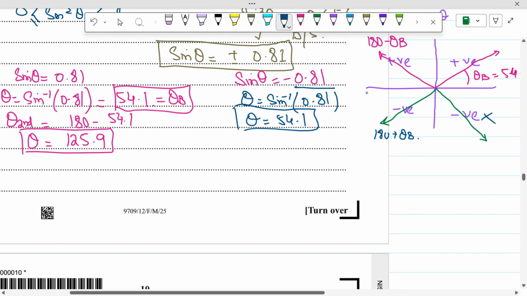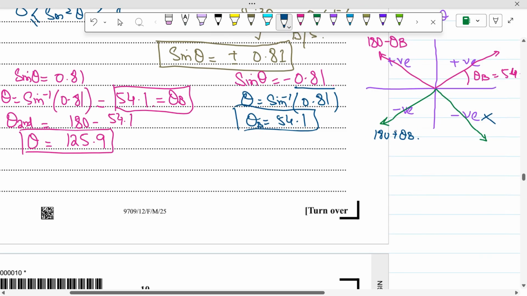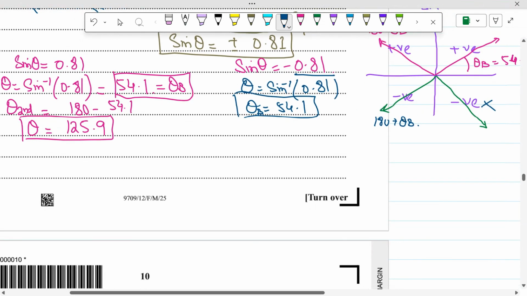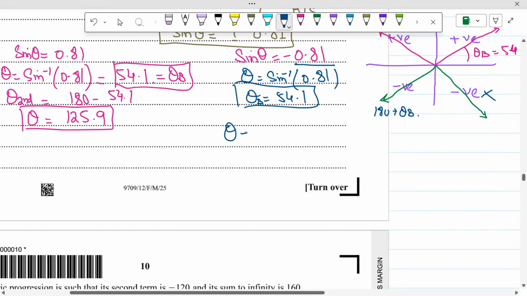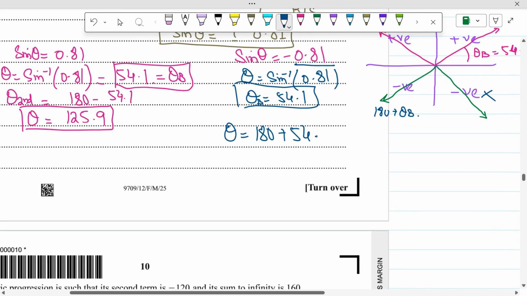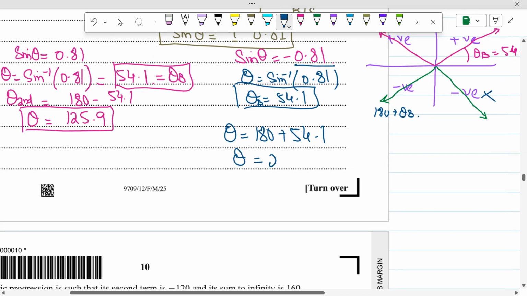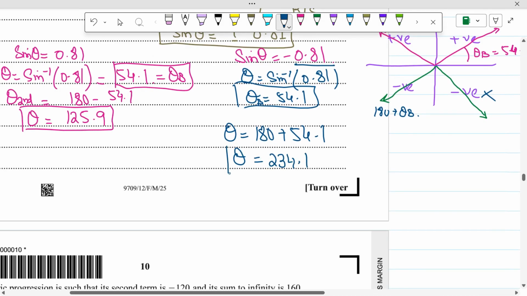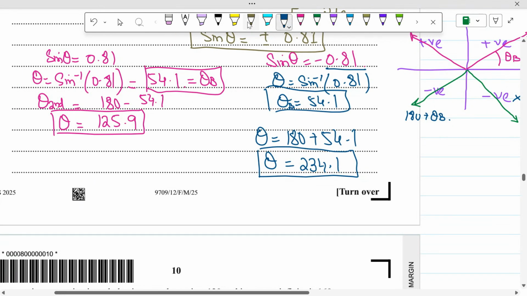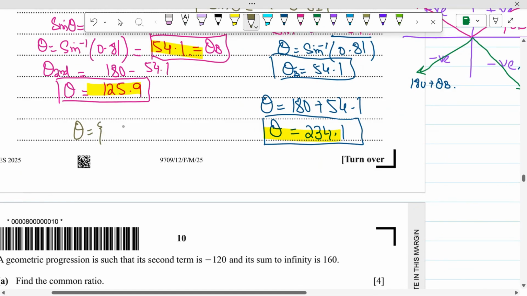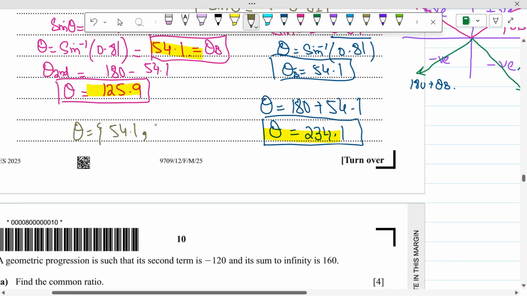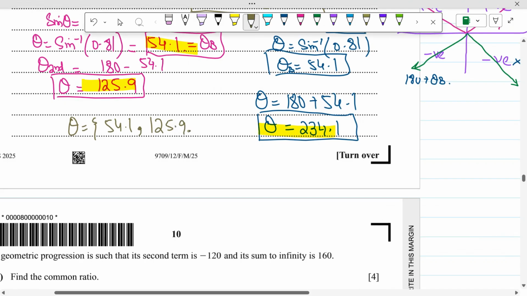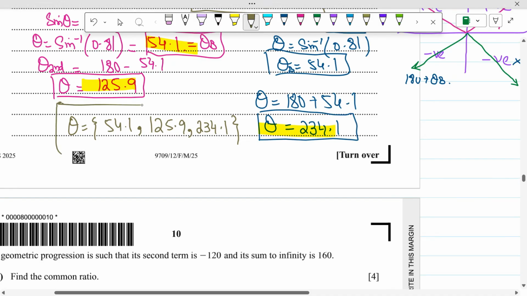This is the value of theta in the first quadrant, which is the base angle. And we need to find the angle in the third quadrant, which can be found by adding 180 to the base angle. So the angle is equal to 180 plus 54.1, so theta is equal to 234.1. So we have three angles, this one, this one and this one. So we can say that theta is equal to 54.1, then 125.9, then 234.1. So these are the required angles.